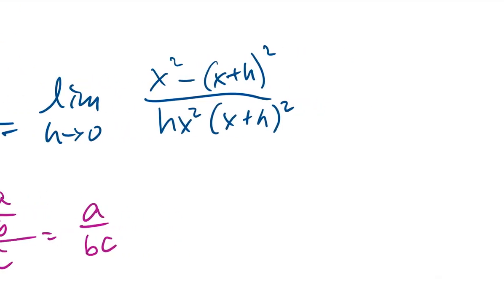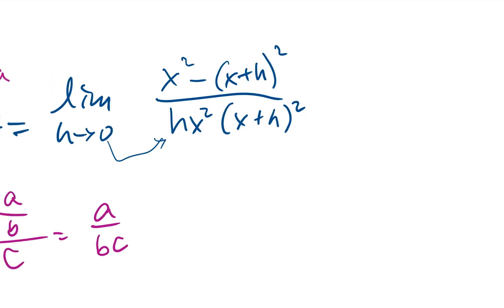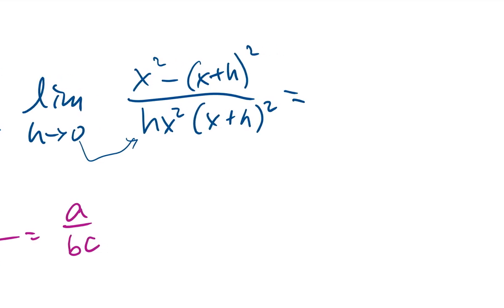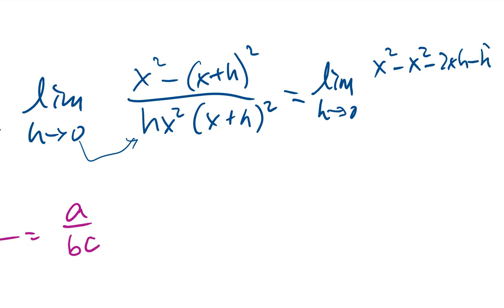All right, and now I still can't plug in 0. No way, Jose. Because I'll get 0 times a bunch of stuff, which will equal 0. So I have to play around with the numerator. So it's limit as h goes to 0 of x squared minus 2xh minus h squared, all over, and now the bottom, I'm just going to keep like it is. There's no point multiplying this out.